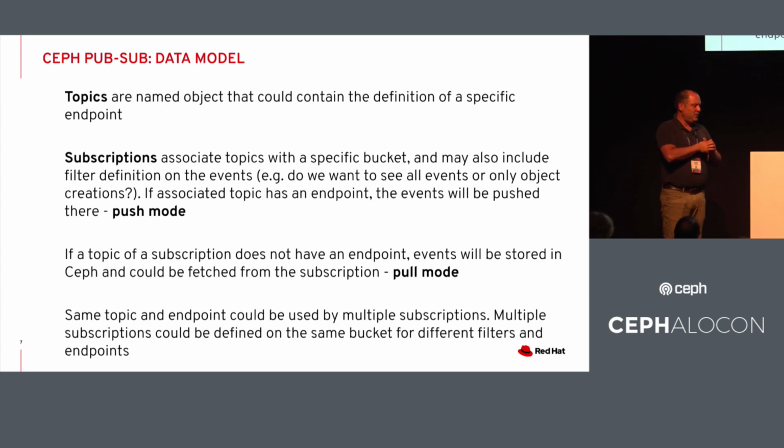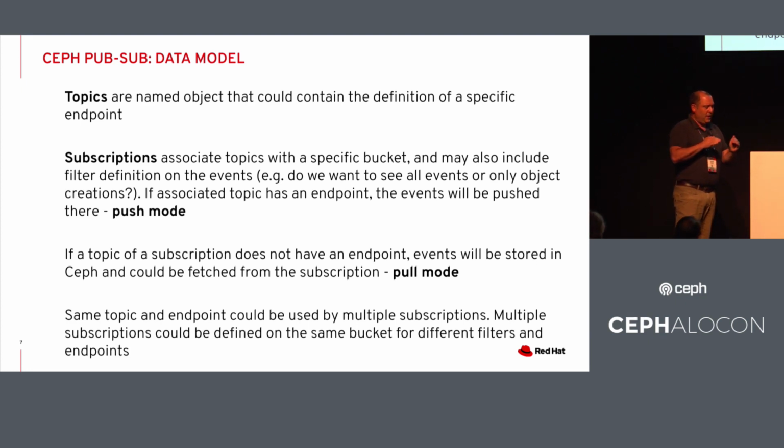Then we have subscriptions. Subscriptions are definitions that associate a certain bucket with the topic. This is what makes things happen, because what we're monitoring are events happening on a bucket, and we want to associate that with a topic so we know what to do with those events. If no endpoint is defined, we just store them locally, and then they can be pulled out. This is the pull mode. If an endpoint is defined, then we're going to ship that to the endpoint.